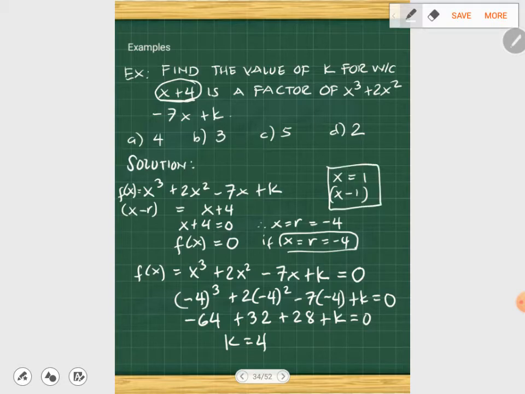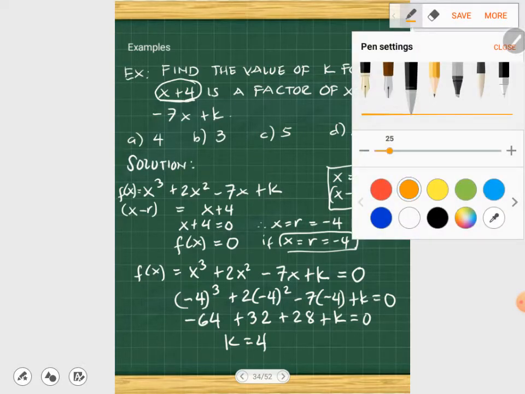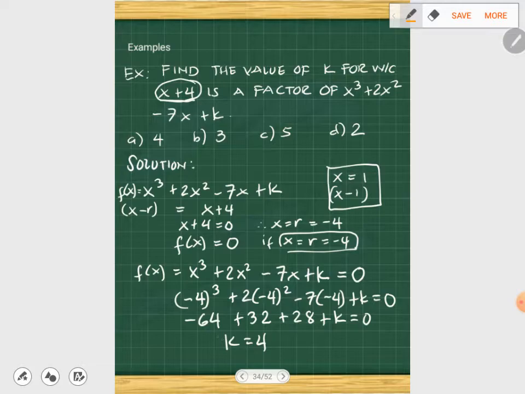So, ganun na. Ibig sabihin, tama yung value na k equals 4 kasi isang root nung equation natin, yung function of x is negative 4.